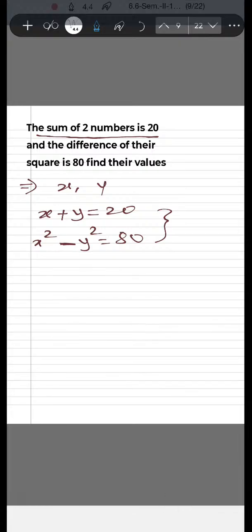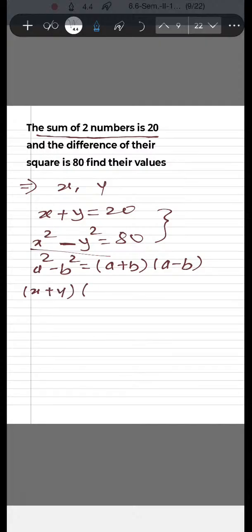Now how to solve, or how can I find out the values of x and y? Simply, I know one formula which you have already studied in 6th or 7th standard. What is the formula? It says a square minus b square is equal to a plus b times a minus b. So I can apply that here: x plus y times x minus y is equal to 80.